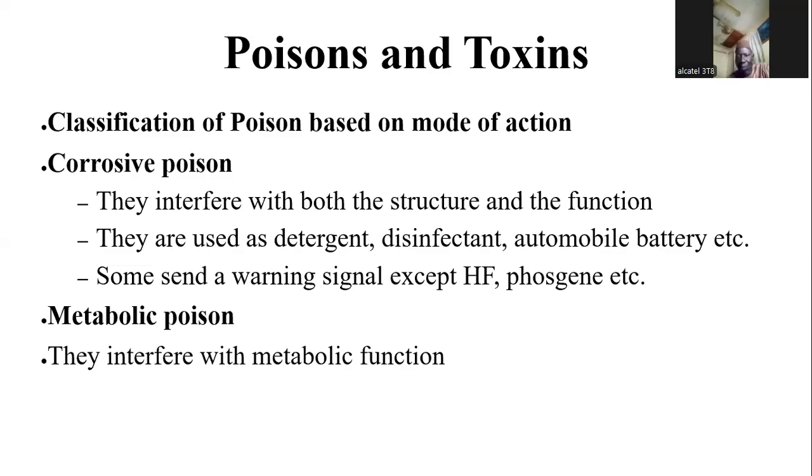And I've given you examples of strong acids like hydrochloric acid, sulfuric acid, and nitric acid. Some of them are used in detergent, disinfectant, automobile batteries. We all know that. So one thing about them is that most of them send a warning signal. For example, like hydrogen fluoride or phosgene, once you are closer to them, you should be able to perceive that something dangerous is there. Especially acid, like nitric acid or sulfuric acid. Once the bottle is opened, you will know that something very repulsive is somewhere around you. So this is one thing very common about corrosive poison.